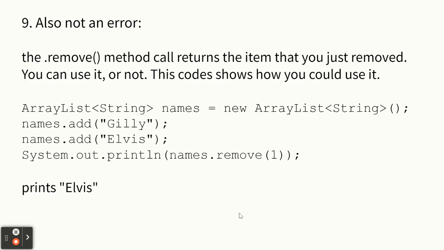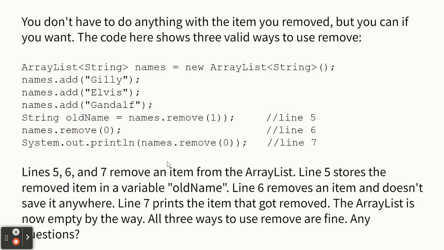And by the way, I don't know if I did mention it, but I'm just reiterating it. It's not an error, but the dot remove method hands you the thing that got removed. So check out this example. I made an array list called names. I added 2 names, and then I printed out names.remove(1). That prints Elvis. It deletes Elvis from the list and hands it to the print call. You don't have to print it. You don't have to do anything with it.